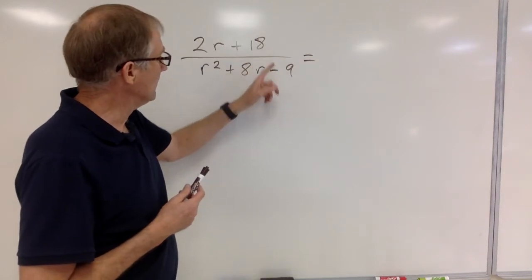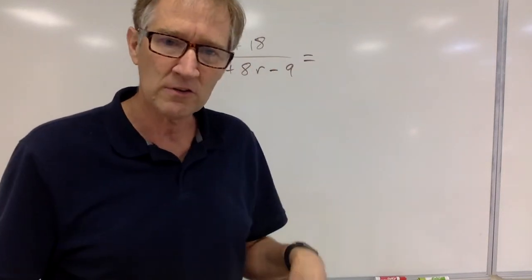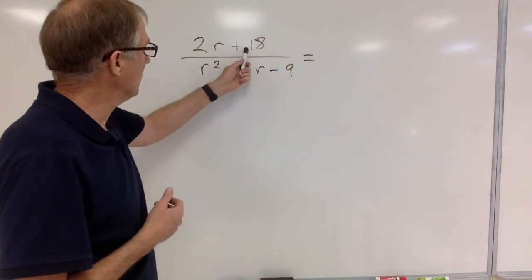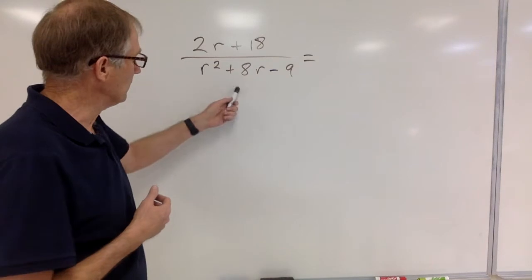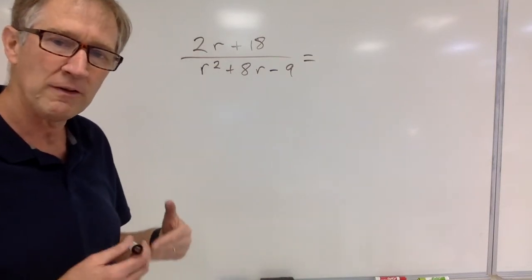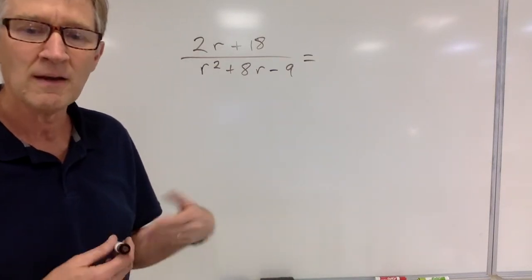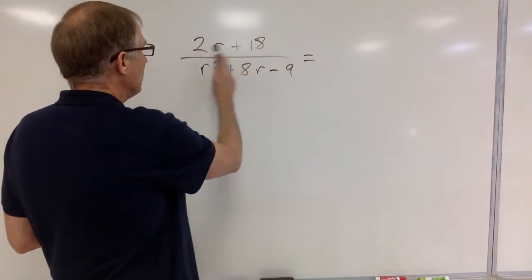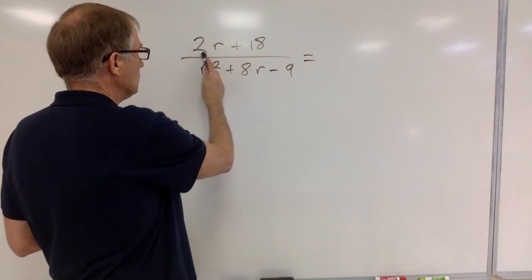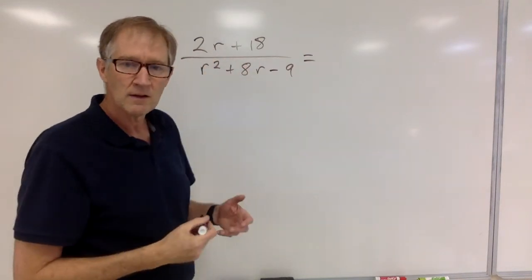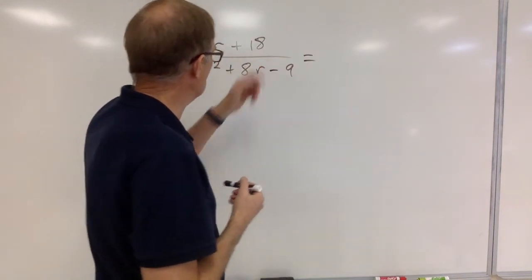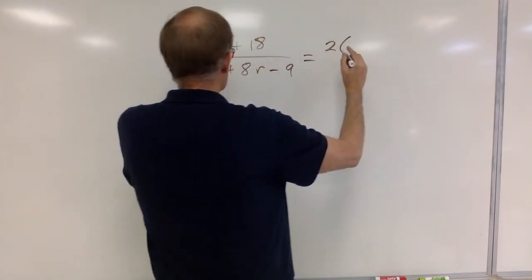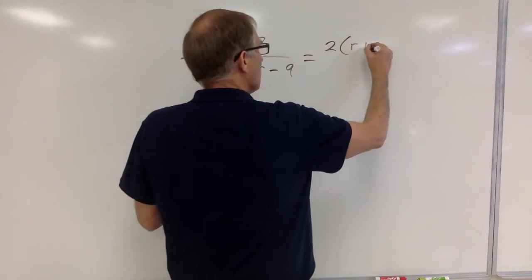Anyhow, I'm still simplifying rational expressions. This one's a little more complicated because I've got a polynomial in the numerator and a polynomial in the denominator, and they can both be factored, and after I factor them, then we can reduce them. Notice that these have 2 in common. This is 2, and this is 2 times 9. So I can factor out a 2 to the left, and then use parentheses, r plus 9.